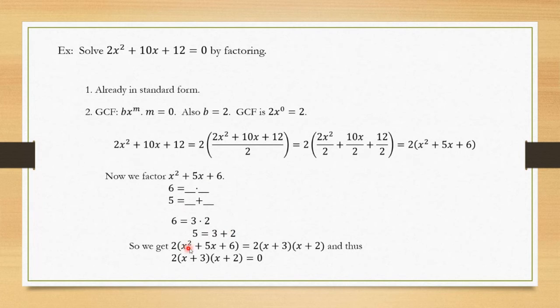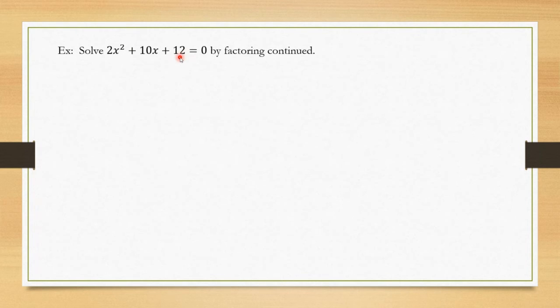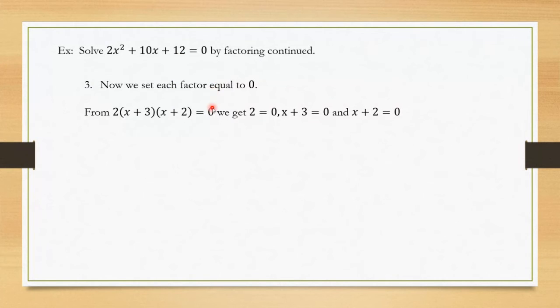So what did I do? I just replaced this with x plus 3 times x plus 2. This 2 again came from here. And since the original was 0, this whole product has to be 0. We get an equation from each factor. We set each factor equal to 0. So we have 2 equal to 0, x plus 3 is 0, and x plus 2 is 0.